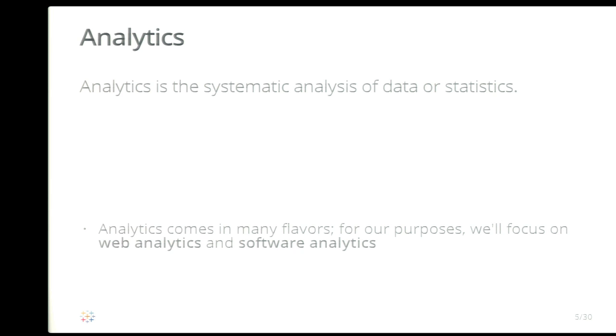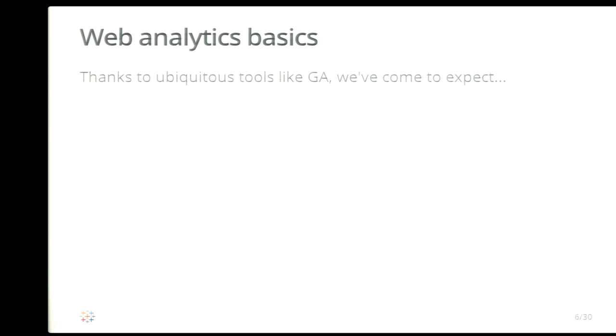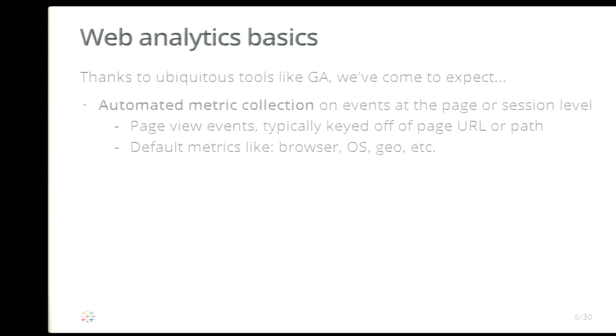For our purposes, we're going to focus more on web analytics and software analytics because Drupal is both web and software. So, let's look at some basics. I thought that GA provided a great framework for it, but also it's the one I'm most familiar with, so I'm going to give you a little bit of background. We've come to kind of expect out of our analytics platform a way for data to be automatically gathered, and GA does that at the page view level. Like every time someone hits a page, it'll collect some information.